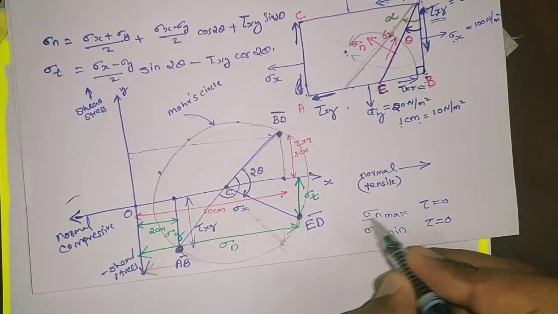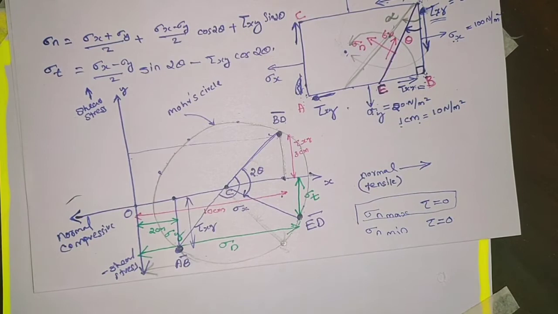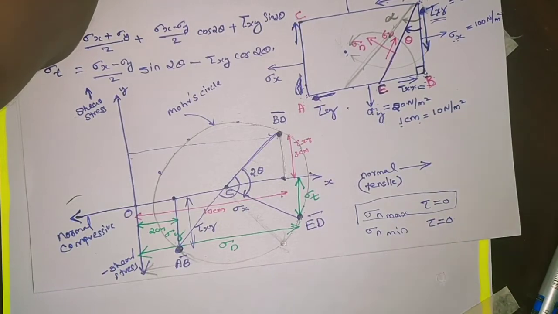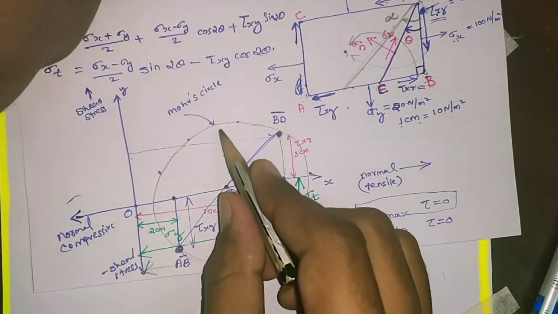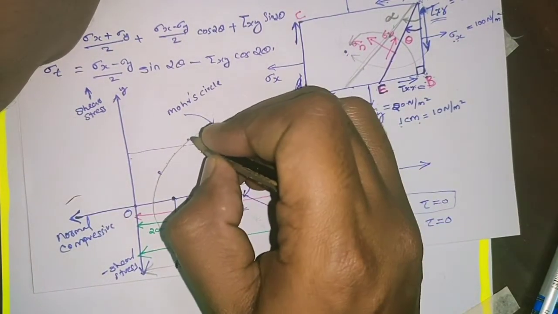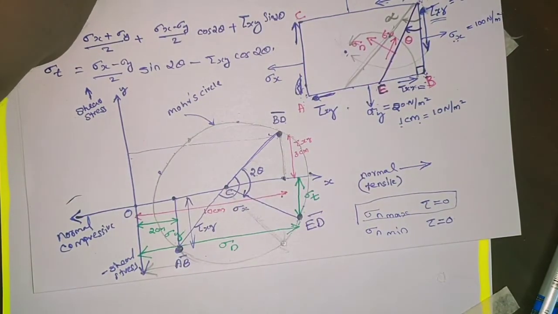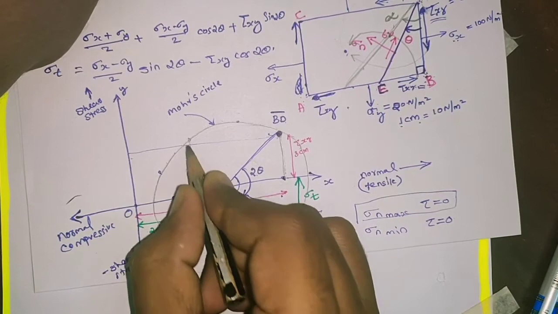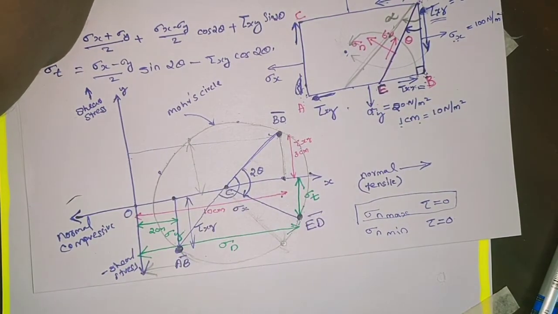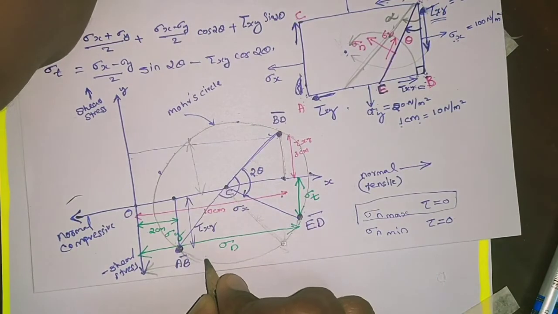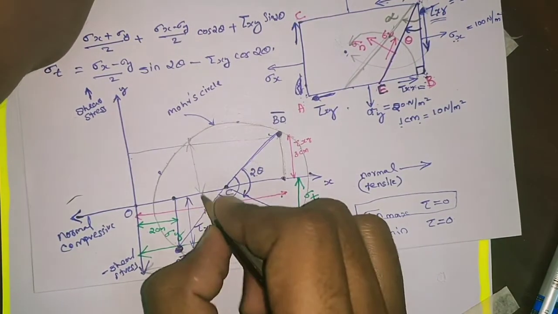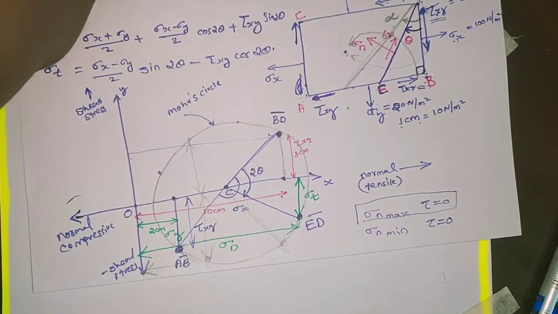First one is the major principal plane. That is sigma n is maximum, tau is equal to 0. What is the point corresponding to this condition? Here we can see tau is the vertical distance from this axis, upward or downward vertical distance. If you take this point, for example, maybe this is the principal plane. See this, there is a shear stress value. So this is not a principal plane. If you take this point, there is a shear stress value. So this is not a principal plane.